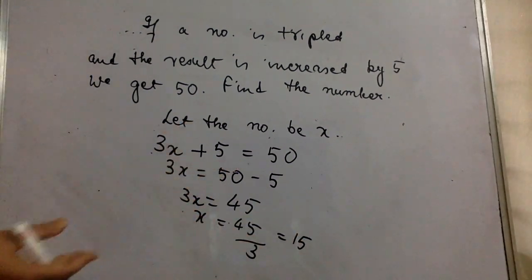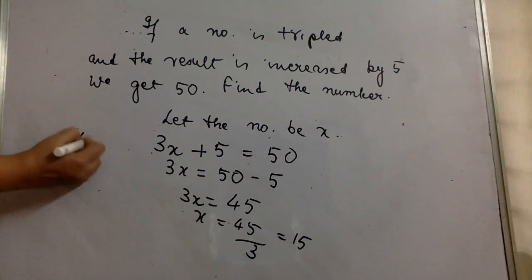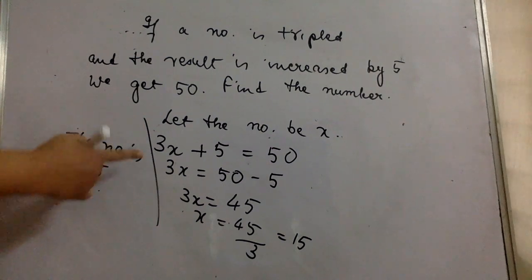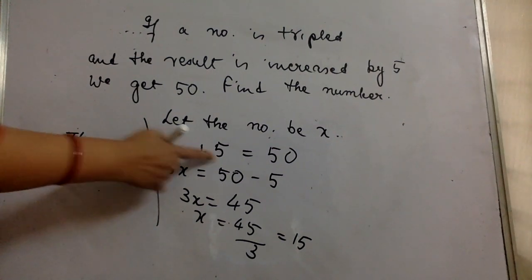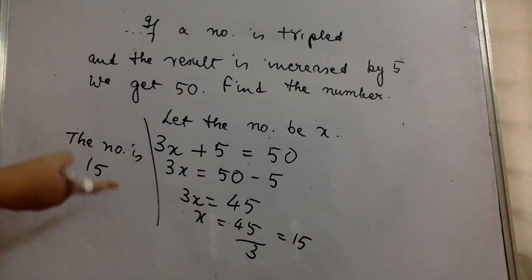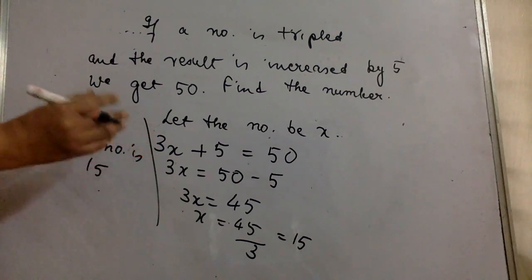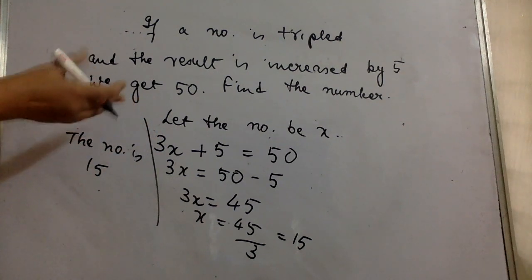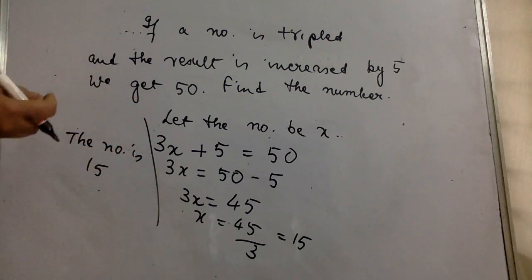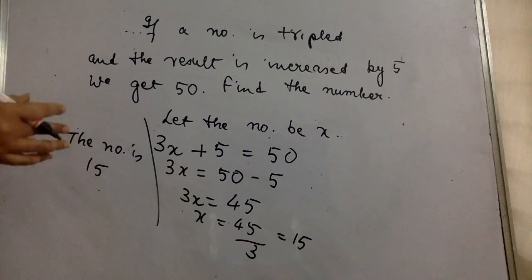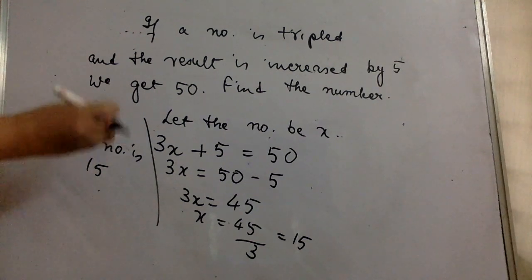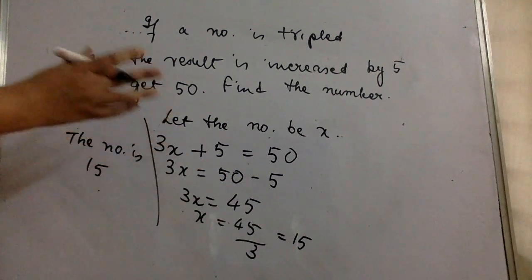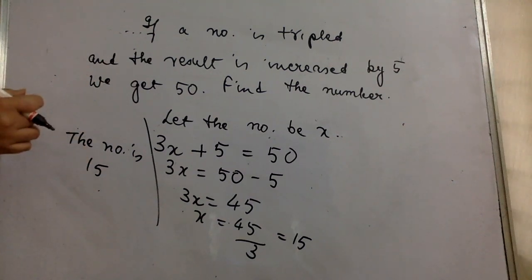Now you can check for yourself. Our answer is, the number is how much? 15. Now 15 into 3 is 45, 45 plus 5 is 50. So we are correct. In linear equations, the equations that you get are pretty simple to solve. Okay, the only thing that is tough is getting to the equation. So it is always easy to substitute the value of x in the beginning and check whether your answer is correct or not.